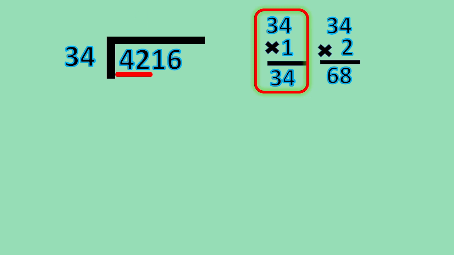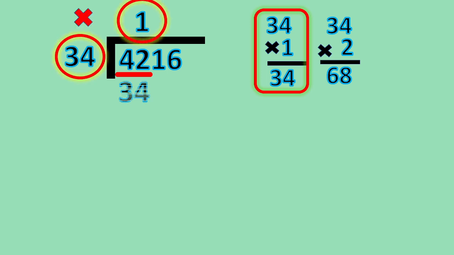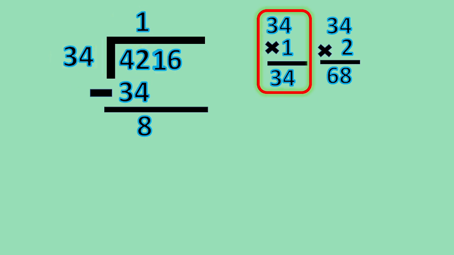Now, we write the 1 above the 2. 34 times 1 is equal to 34. Subtract 42 minus 34 is equal to 8. Next, bring down the digit 1 in the dividend. So it becomes 81.